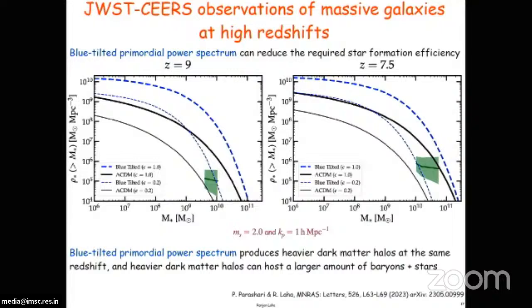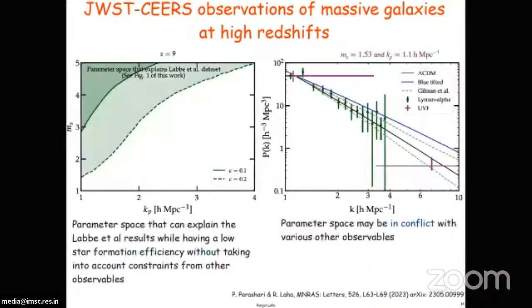If you really want to see it, this is the paper, the arXiv number and the journal reference. This is again in the KP, remember, KP was the tilt and MS was the slope. This is the region which explains it. But it's not so fast. As I said, I showed the Gilman et al. plot, and there have been other constraints, and this is what we show in this plot.